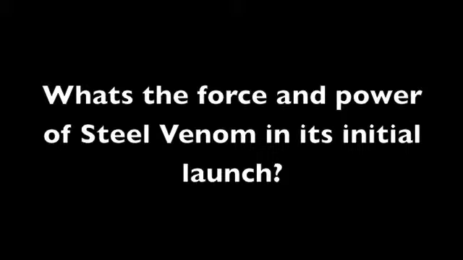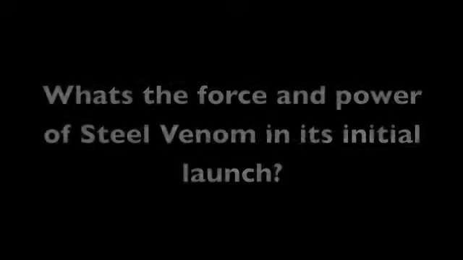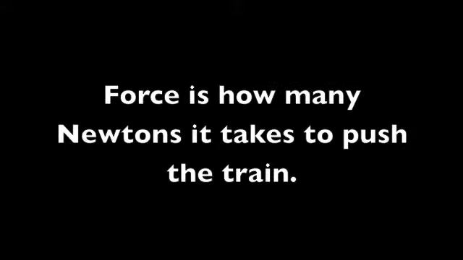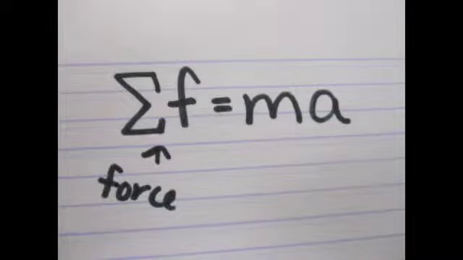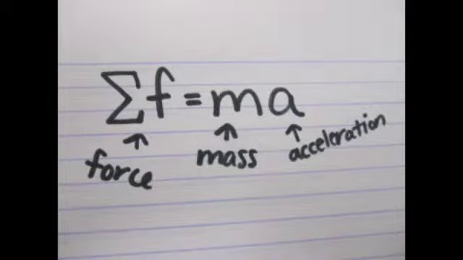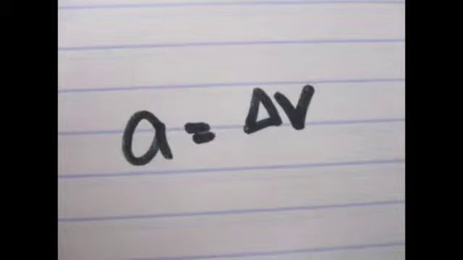What's the force and power of Steel Venom in its initial launch? First, let's find the force. Force is how many newtons it takes to push the train. Force equals mass times acceleration. Acceleration equals change in velocity over change in time.